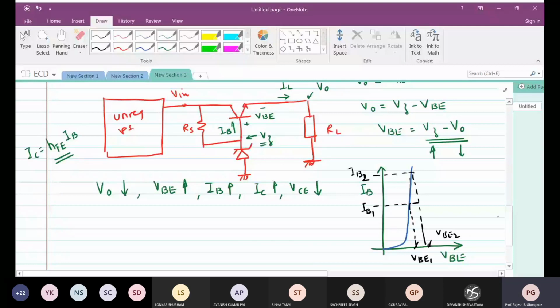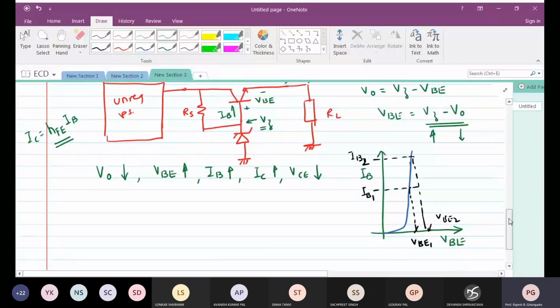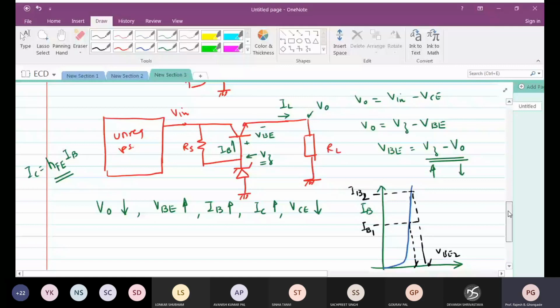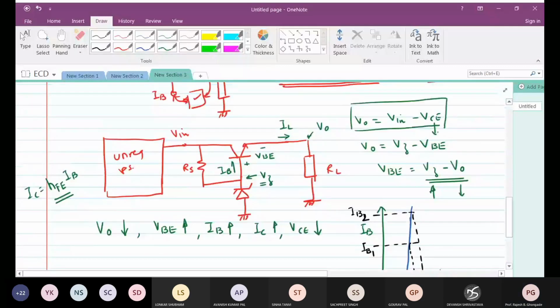Now VCE has decreased. What will happen if VCE decreases? What is the equation telling you here? If VCE decreases, what will happen to VO? What will happen to VO if VCE decreases? Guys? VO increases, sir. VO will increase. So see what has happened. The attempted change or decrease in VO is compensated, nullified, and this is how you get the regulation.